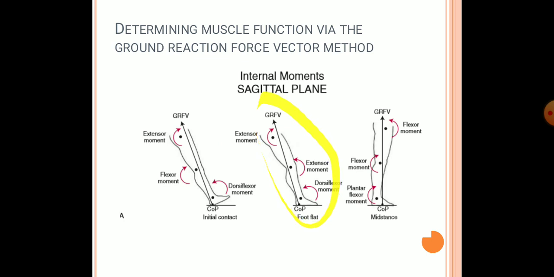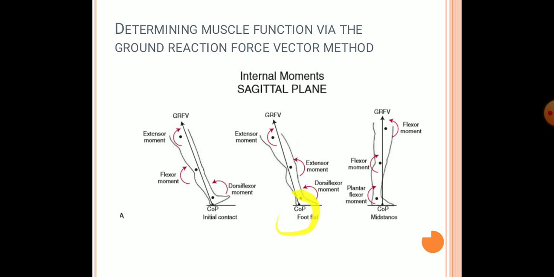Next one is during foot flat. So what is happening in the foot flat phase? The center of pressure is almost unchanged, but there are some changes with the ground reaction forces only at the knee joint. Because when we talk about the kinematics, during the flat foot, there is some amount of flexion which is happening in the knee joint. So because of that flexion, the ground reaction force is passing posterior to the knee joint, and because of that, there is an extensor moment in the knee joint. And the rest are the same as in the initial contact.